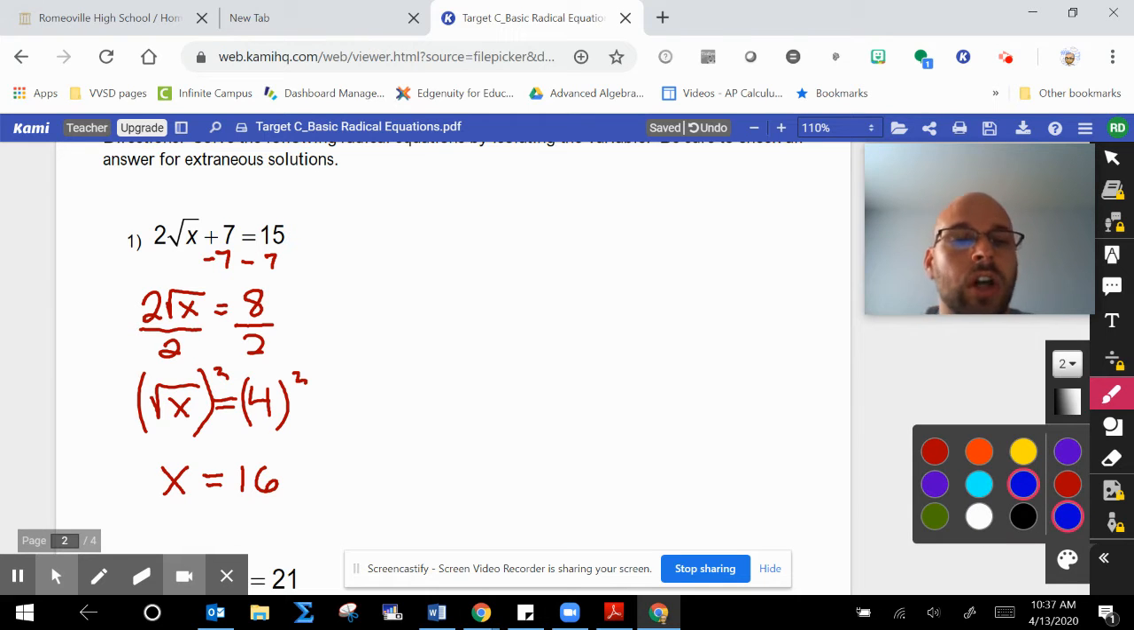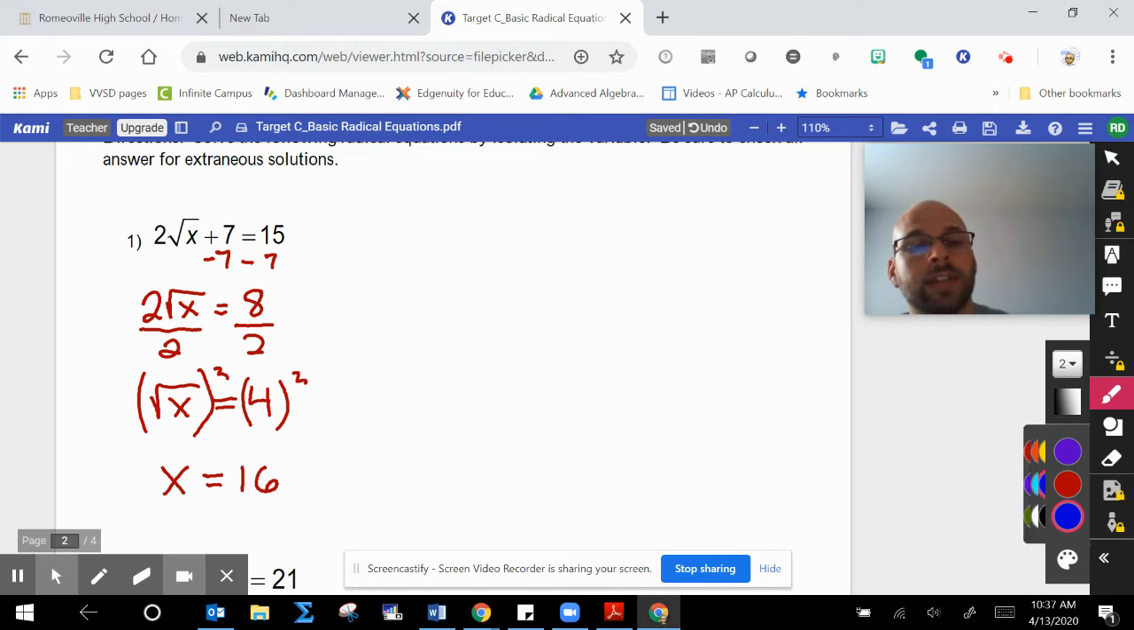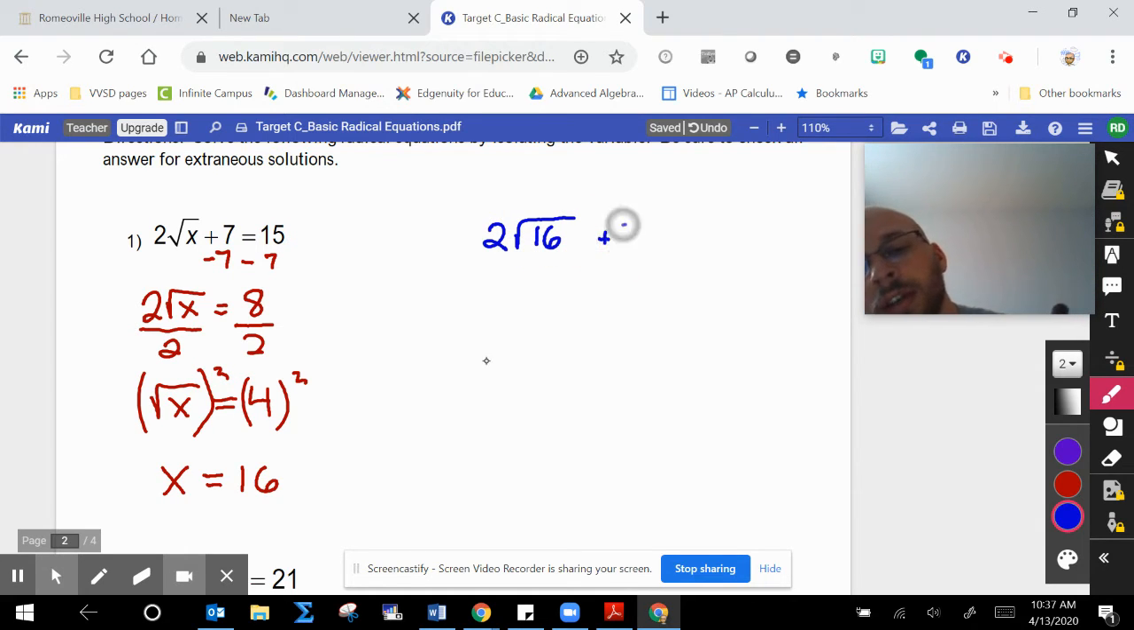Now, as soon as you're done solving any radical equation, we always have to check for something called extraneous solutions. So I'm going to take that x value and plug it back in. So I have 2 times the square root of, instead of x, I'm going to use my answer, square root of 16 plus 7 equals 15. And then I want to make sure that the left-hand side of my equation is, in fact, equal to 15.